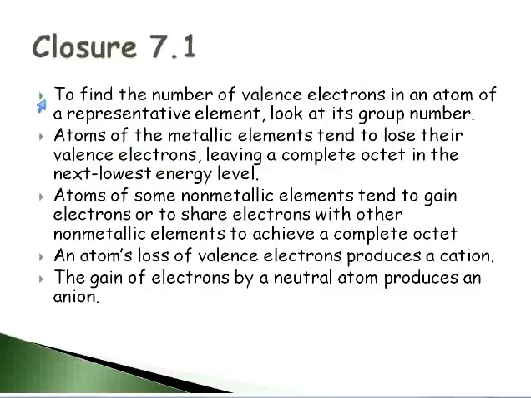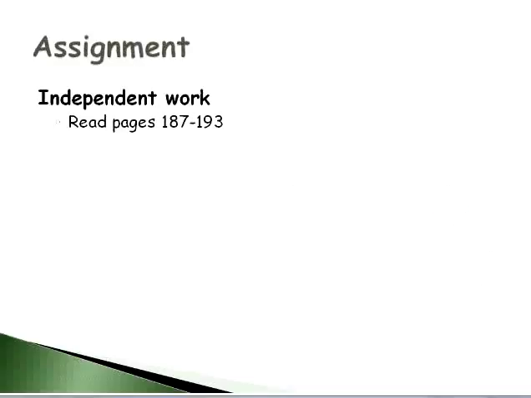To find the number of valence electrons in an atom of a representative element, look at its group number. Atoms of metallic elements tend to lose their valence electrons, leaving a complete octet in the next lowest energy level. Some nonmetallic elements tend to gain electrons or share electrons with other nonmetallic elements to achieve a complete octet. The loss of valence electrons produces a cation. The gain of electrons by a neutral atom produces an anion.